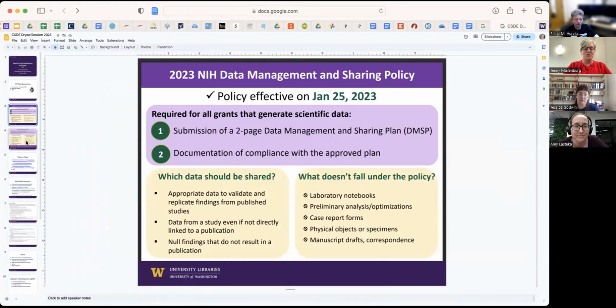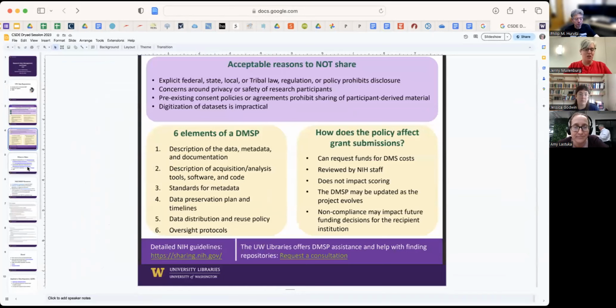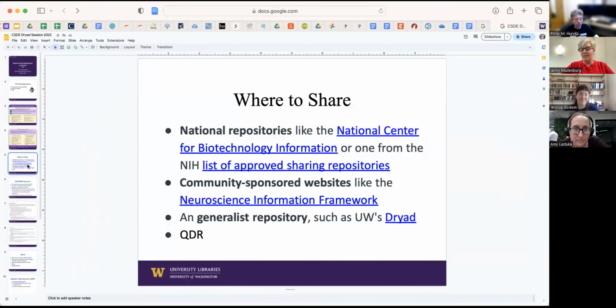Okay, so there's the one-pager, on my two screens. What I was going to point out is that in one of the many links Phil has shared, there is information about where to share, and NIH provides a hierarchy of where people should be putting their data. Certain funding areas have either required or suggested repositories. I have an example in there of a national repository for biotechnology information. Next down in their hierarchy is community-sponsored websites, but there's a huge number of people who don't have a designated repository, and that's where Dryad comes in.